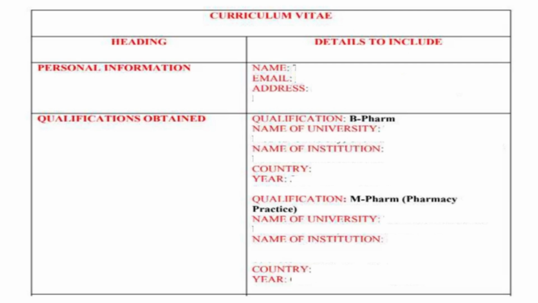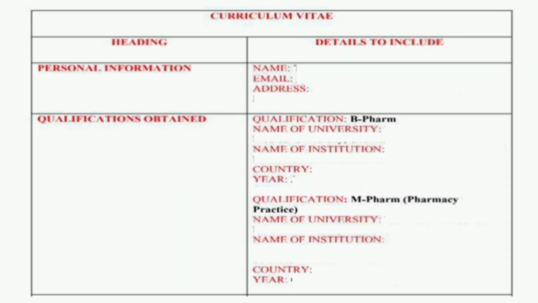And the first section is the heading, with details to include. The first section is personal information. In this section, we want to mention our name, email address, and our original address. What is your current address? That one also you want to mention, or otherwise the original address. Whatever your original address is, you want to mention in this section.